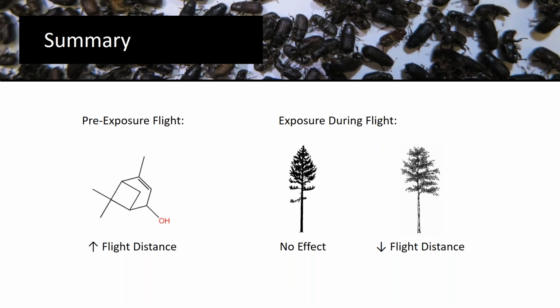So to summarize the findings from this part of Kelsey's research, we showed that exposure to the female-produced aggregation pheromone transverbenol increased the flight distance of female mountain pine beetles when they were exposed prior to flight. When females were exposed to tree volatiles during flight, Kelsey's work showed that pine host volatiles don't really influence flight distance, but exposure to aspen volatiles decreases flight distance of beetles.